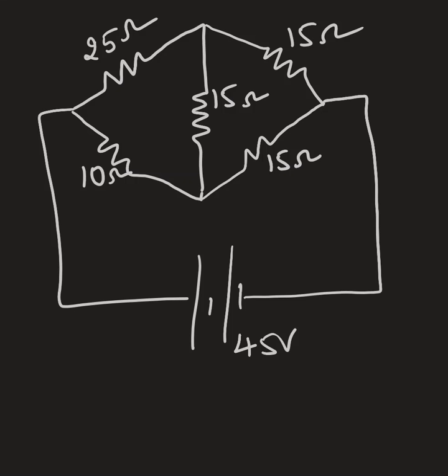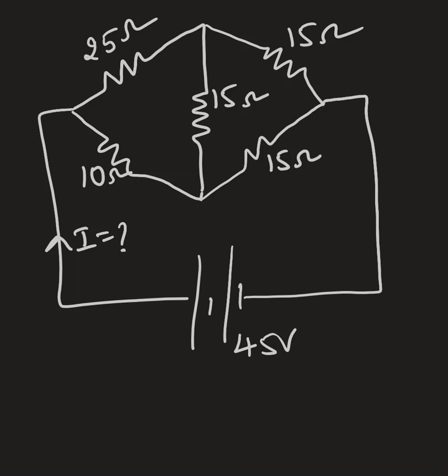Here is an example. In this example, we're going to find the current supplied by the source, I equal to how much, by using a series parallel combination method or star delta method. So here we cannot use series parallel combination method because none of the elements are in series or in parallel at this point.